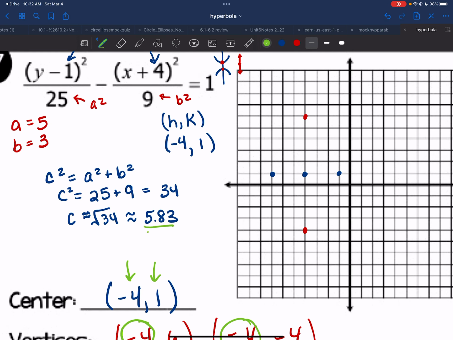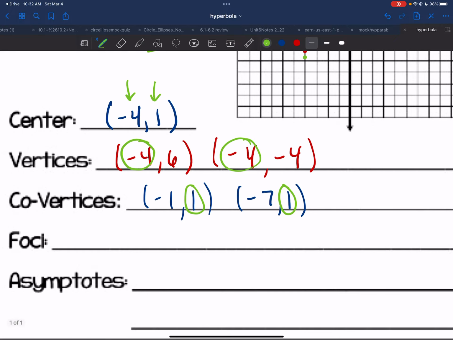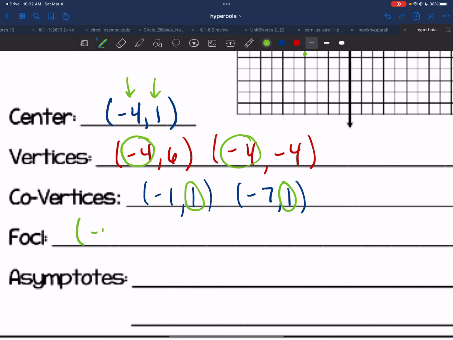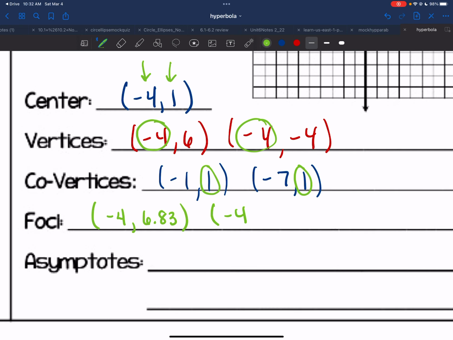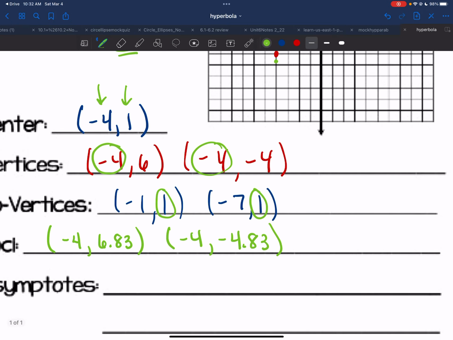Let's go ahead and graph this one. So in the direction of my graph, I should have this. Okay, so the foci are going to be -4, 6.83, and then -4, -4.83. So it just goes 0.83 off of my vertices.